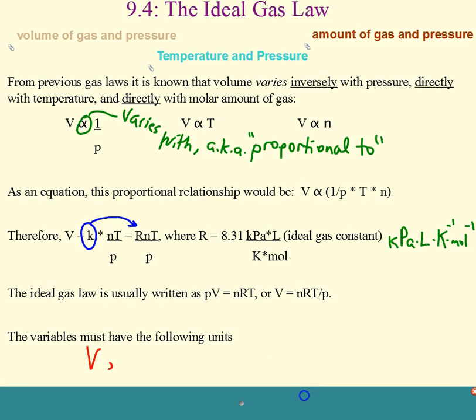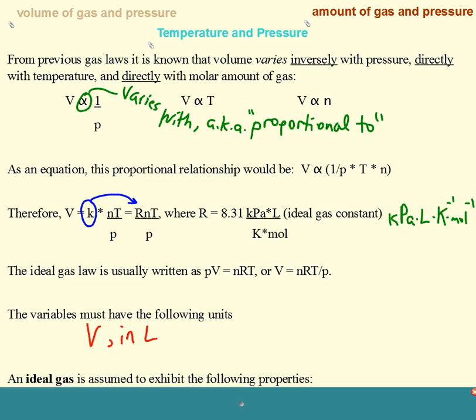So volume would be in liters. We would have pressure, again, in kilopascals, number of moles, as before, in moles, and finally temperature would be in kelvins. So the ideal gas law is usually written where pressure and volume are on the left side, and n, R, and T are on the right side.